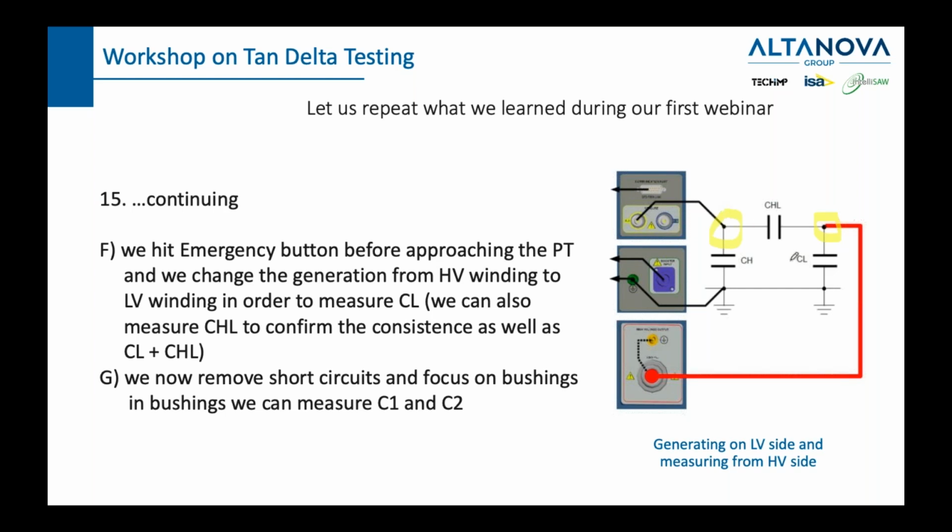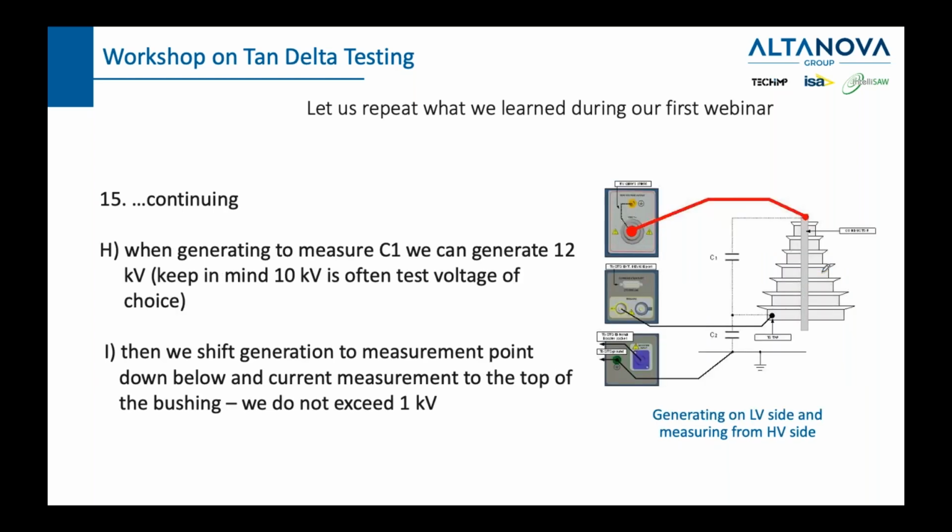We do this in order to measure CL, which is this one here, and with the same setup we can also measure CHL to confirm that the result obtained with high voltage generation on the high voltage winding and with the high voltage generation on the low voltage winding is the same number. And we can also, after measuring CL and CHL, measure directly the sum of these two, again to be sure that the measurement is consistent and without any flaws. After doing that, we remove the short circuits, and our next step is measurement of bushings, measurement of tan delta on bushings.